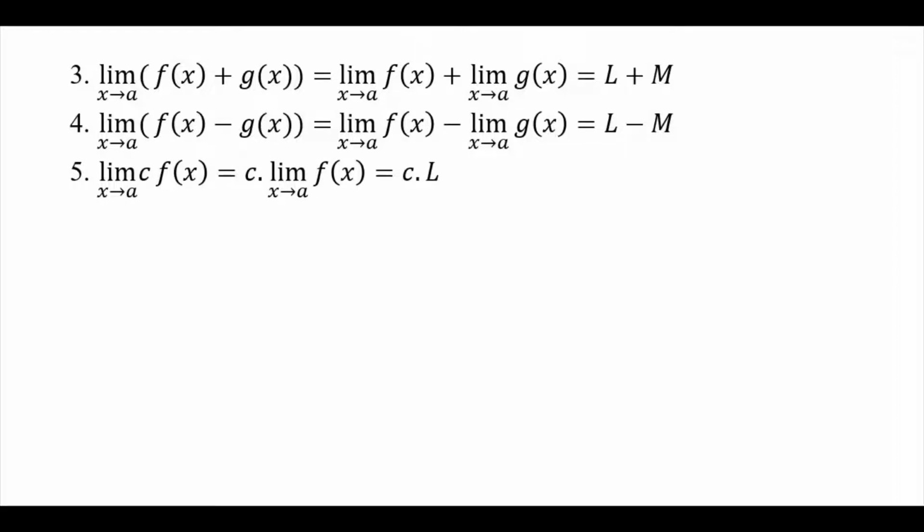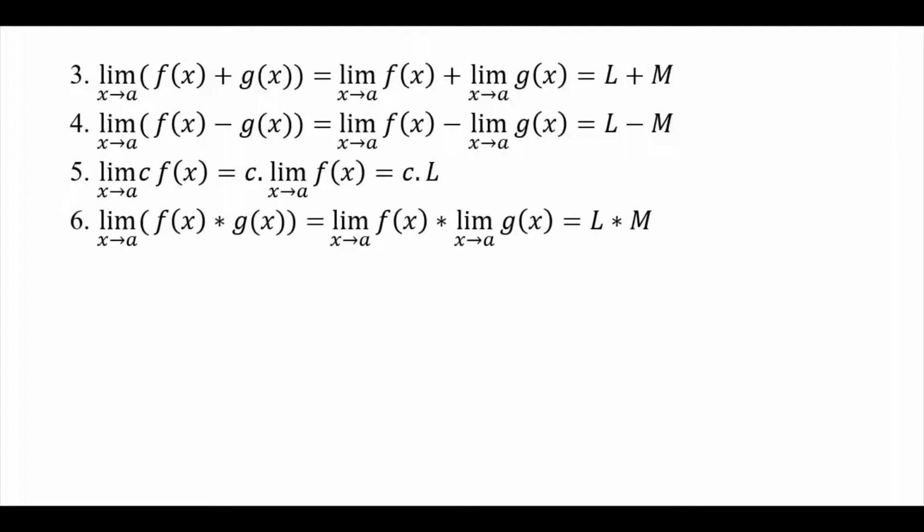If you have a limit of a constant times a function f(x) as x approaches a, then we take the constant out and find the limit of that function as x approaches a, which is equal to the constant times the limit. If you have a product of functions, then the limit of the product of functions is the product of the limits for these functions.